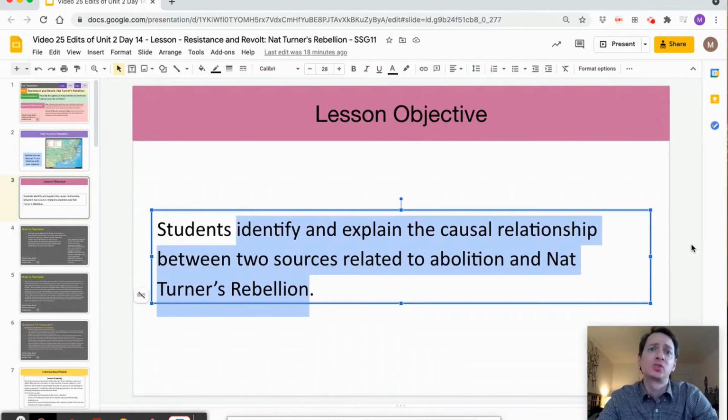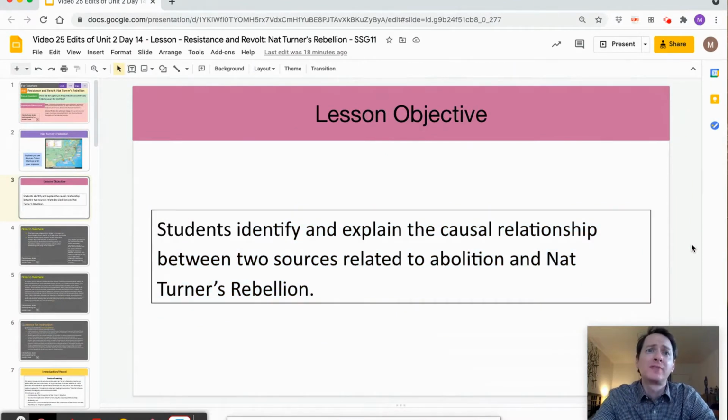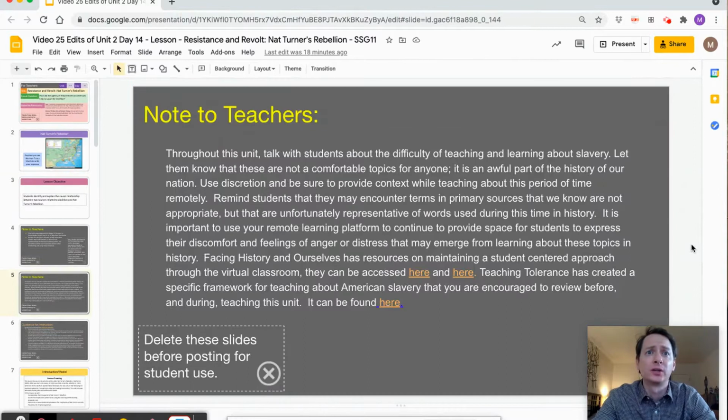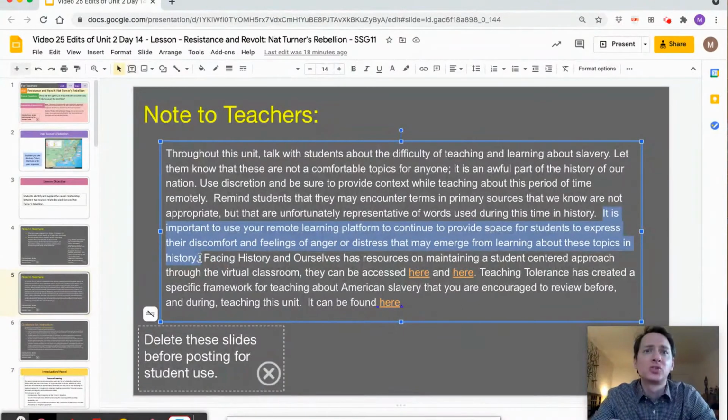As might be the case with several lessons in this unit, students may find the content distressing or upsetting. However, it is still important that we study these events and critically read the related sources. In this Note to Teacher slide, links are shared to resources from Facing History and Ourselves that do offer strategies and ideas on how to address this. One last thing to consider is this reminder that we still use our virtual classroom as a space for students to express their discomfort and feelings of anger or distress that may emerge from learning about these topics in history.